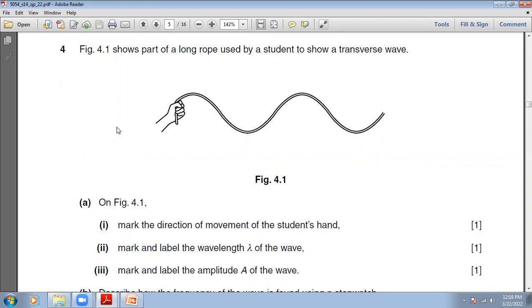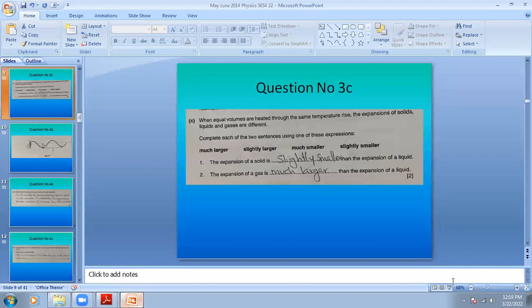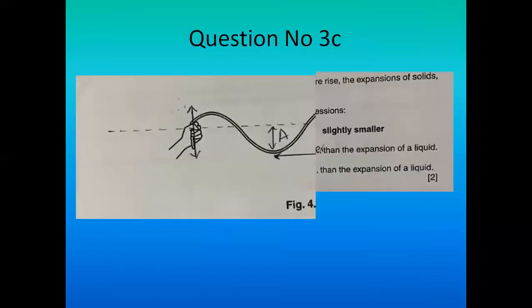The second part says, mark and label the wavelength of the wave. The wavelength of the wave is the distance between 2 points which are in the same phase. For example, this is a trough, this is also a trough. So the horizontal distance between them will be equal to 1 wavelength. Then it says, mark and label the amplitude of the wave. I will draw a line here that shows the mean position of the wave. From the mean position, how far down you went, or how high you went, that is the amplitude.